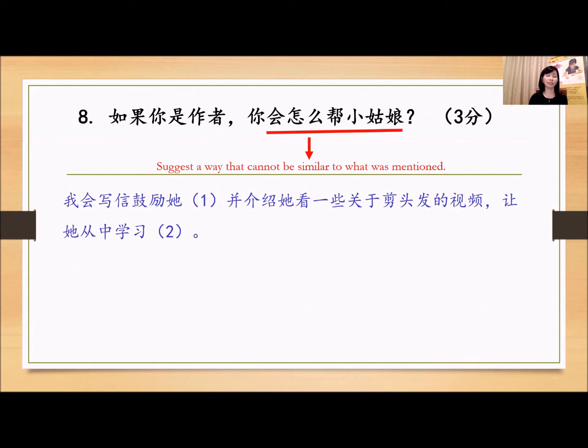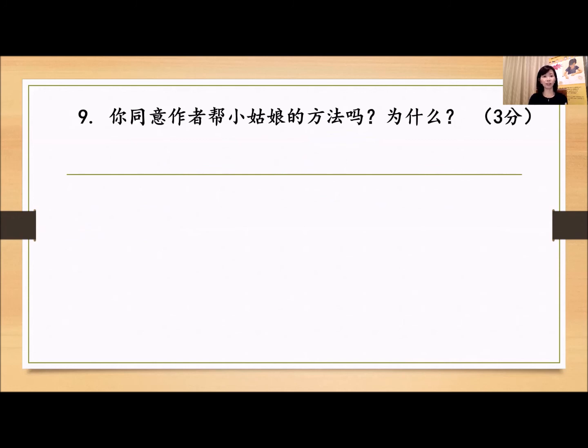So over here, probably you can say, 我会写信鼓励他，并介绍他看一些关于剪头发的视频，让他从中学习。Okay, now question 9, 你同意作者帮小姑娘的方法吗？为什么？ Okay, this is asking you for your opinion. So students have to agree or disagree. My advice is try to agree if the method that the person is using is effective and morally upright, which is correct, morally correct, okay?